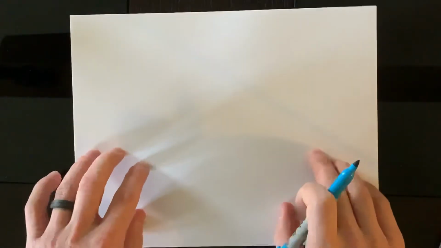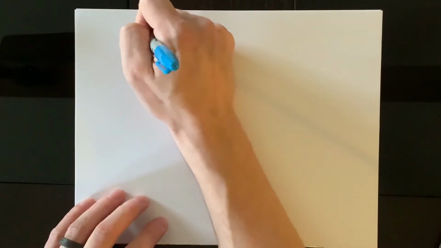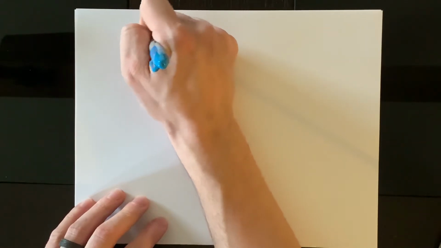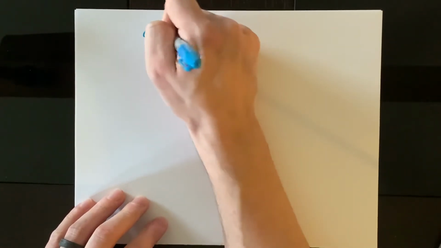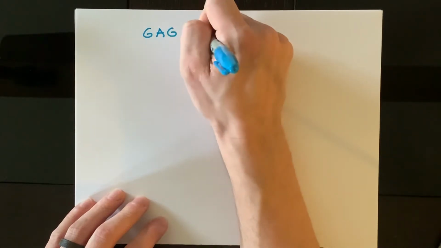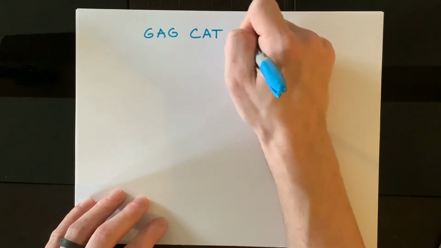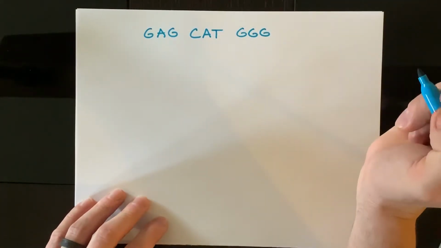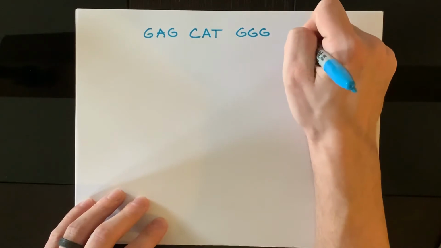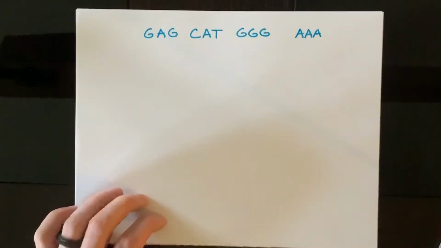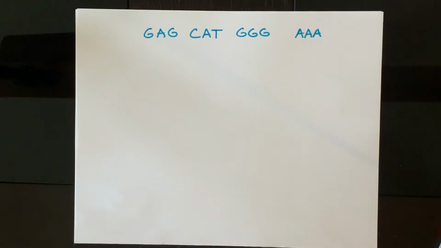Got a new page here. Next thing I wanted to go over with you guys is just protein synthesis. Okay, so I'm just going to give you a strand of our template DNA. All right, let's do G, A, G, C, A, T, G, G, G, and then A. Okay. Now I know we talked about start codons and stop codons in class.